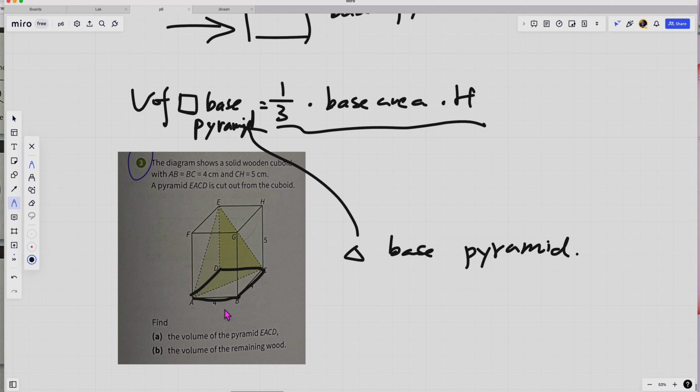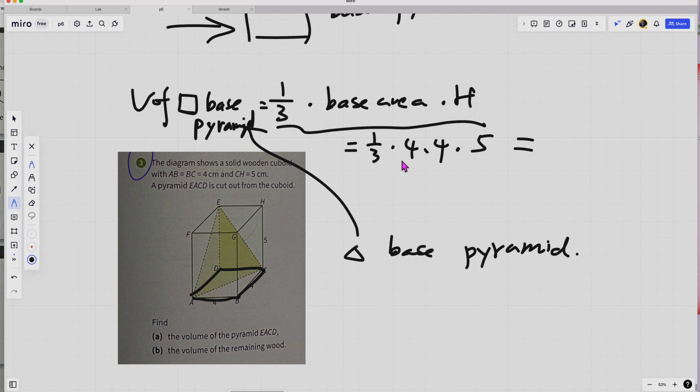If you think of it as a square base pyramid, you use the formula 1/3 times base area times height. I'm talking about the volume of a square base pyramid. Base area is a square, right? So the square base is 4 times 4, which is the base area, and the height of it is 5. So I will get 16 times 5.